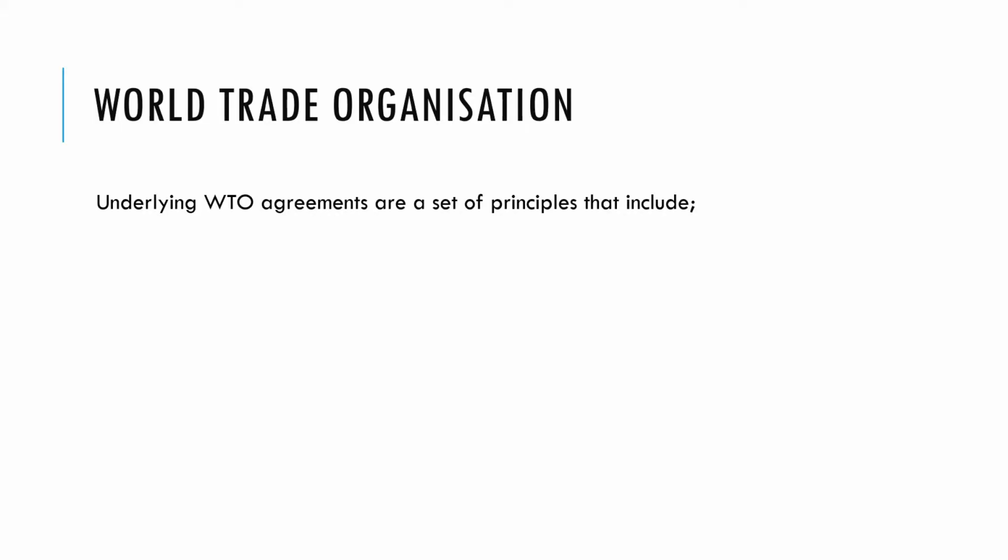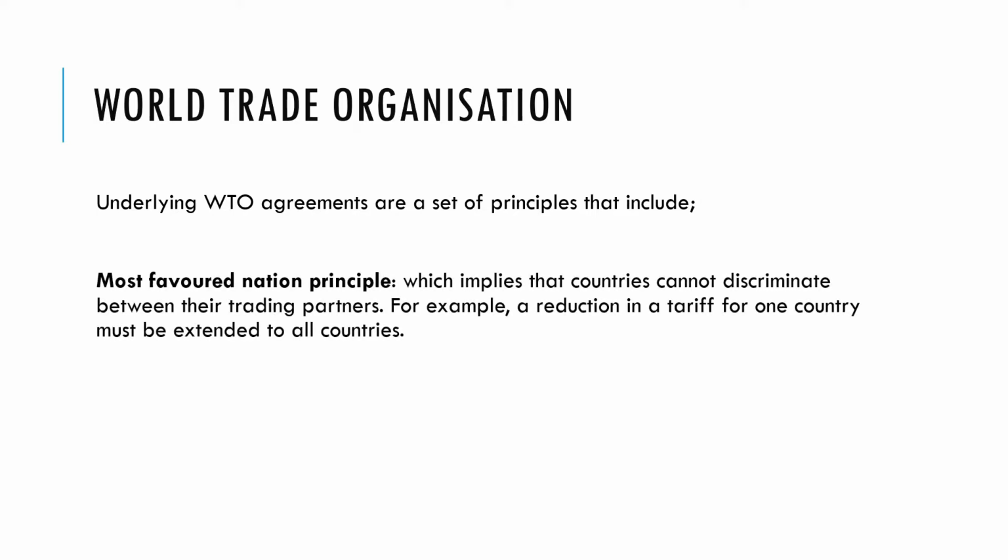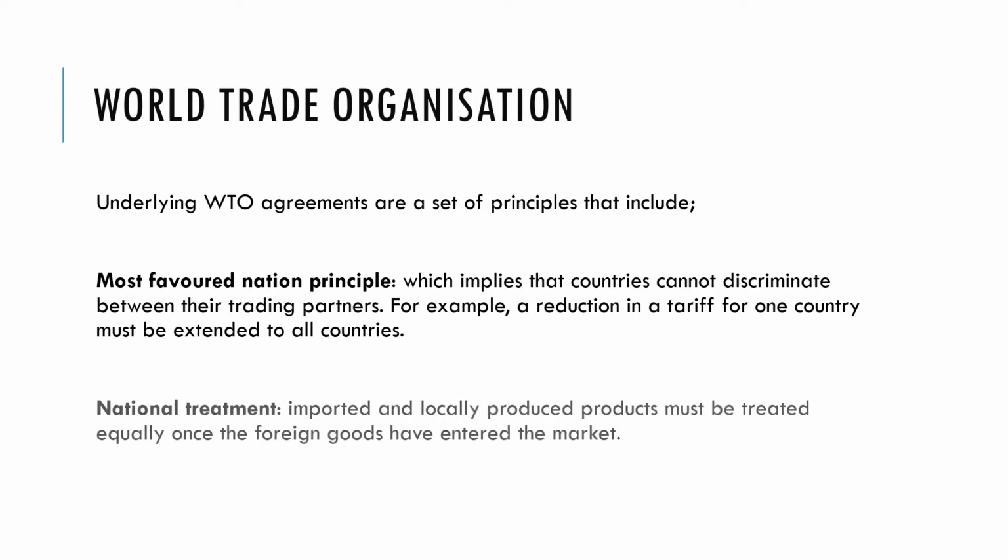So the World Trade Organization has a set of agreements that are underlying principles. One of them is the most favored nation principle, and this implies that countries cannot discriminate between their trading partners. For example, a reduction of a tariff for one country must be extended to all countries. And secondly is national treatment. Imported and locally produced products must be treated equally once the foreign goods have entered the market.